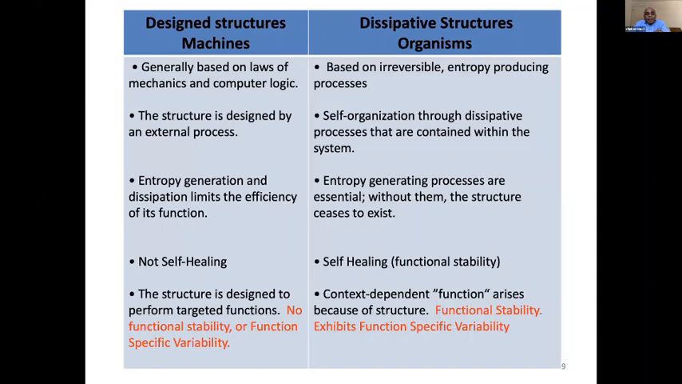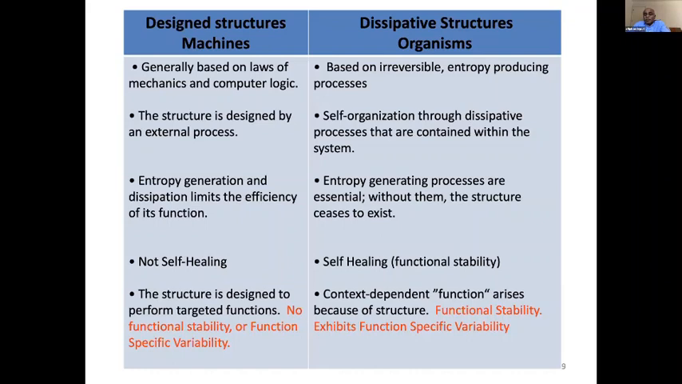They're not self-healing. If they break, they don't reassemble. Equilibrium structures like a virus or a crystal somewhat do. But in typical machines like a watch, if it breaks, it doesn't fix itself. And there's no function-independent variability. That is, different structures which look very different from each other performing the same function. Dissipative structures, on the other hand, are based on irreversible entropy-producing processes, and their structure-forming processes are within the system.